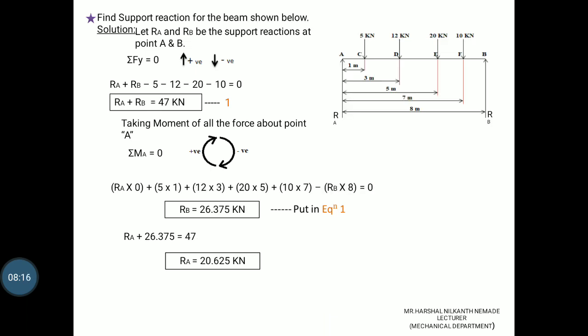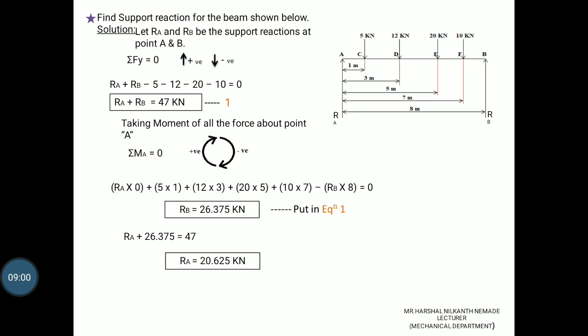Find the support reactions of a beam shown below. So now the simply supported beam has more forces. A and B are the end points of the span. RA is a support reaction and RB is also a support reaction at points A and B. Summation of Fy is equal to 0. Upward force will be positive and downward force will be negative. So first the positive forces are RA plus RB. Downward forces minus 5, minus 12, minus 20, minus 10 is equal to 0. I will solve. I will get RA plus RB is equal to 47 kilonewton. Equation 1.